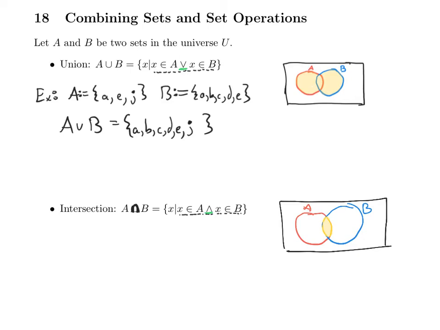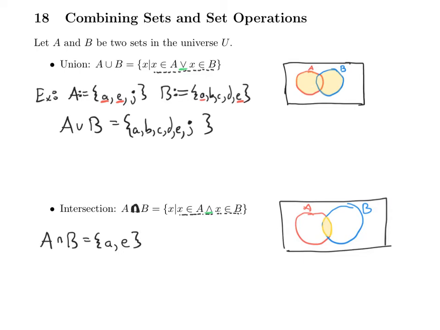And again, using the same example as above, the intersection of A and B is going to be the set that contains everything in common. And you can see here that little a is in A, little a is in B, e is in A, and e is in B, and that's it. So the intersection of A and B is a and e.